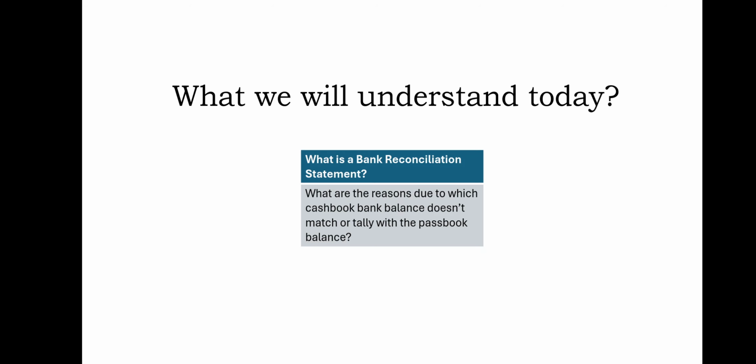But before we start doing an example, let's see what we will do today. We will learn what is a bank reconciliation statement. We will also learn what are the reasons due to which a cash book bank balance doesn't match with or tally with the passbook balance. As you know, in the passbook, there is only one column, that is a bank column, and in a cash book, there are two columns, one is cash column and one is a bank column. So let's see our beautiful example in order to learn what is a bank reconciliation statement.